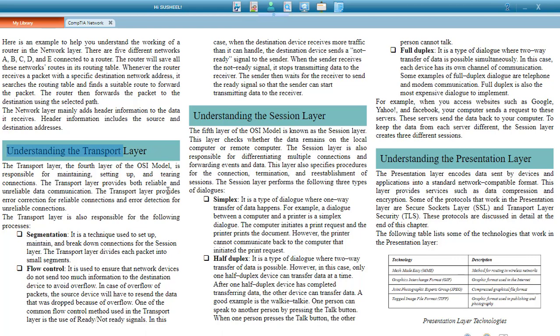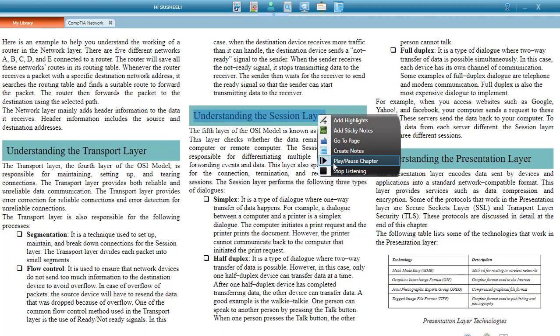Understanding the transport layer. The transport layer, the fourth layer of the OSI model, is responsible for maintaining, setting up, and terminating connections. The transport layer provides both reliable and unreliable data communication. The transport layer provides error correction for reliable connections and error detection.